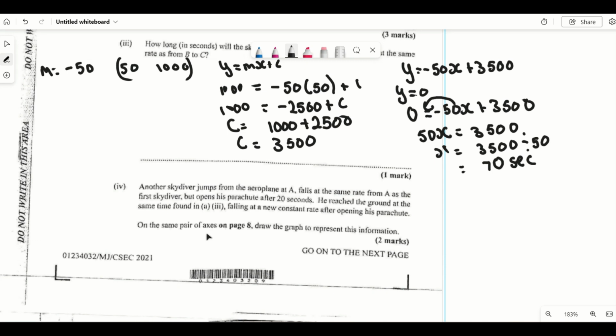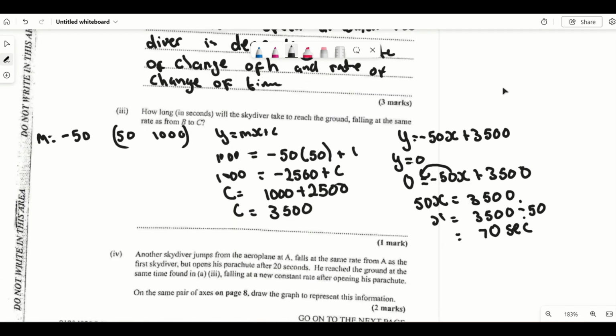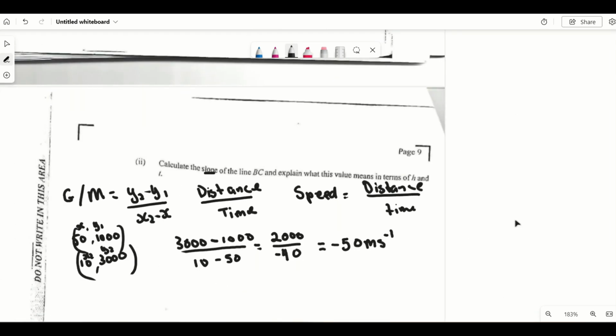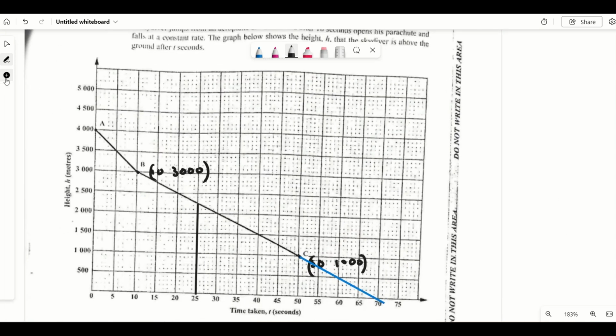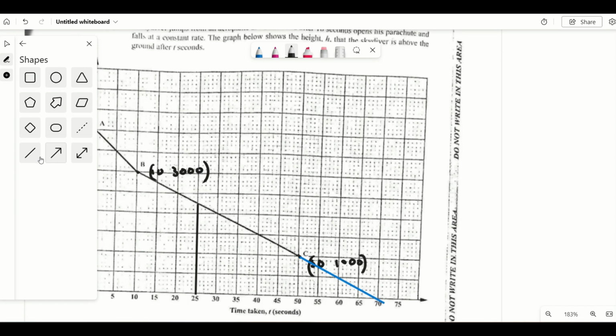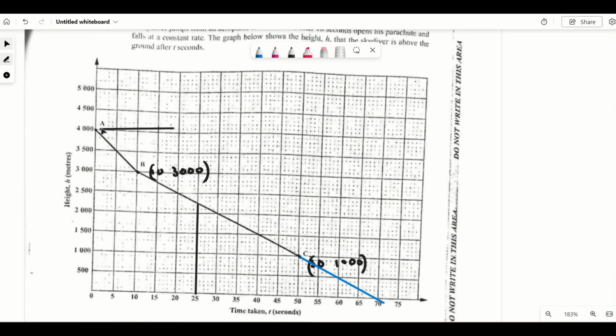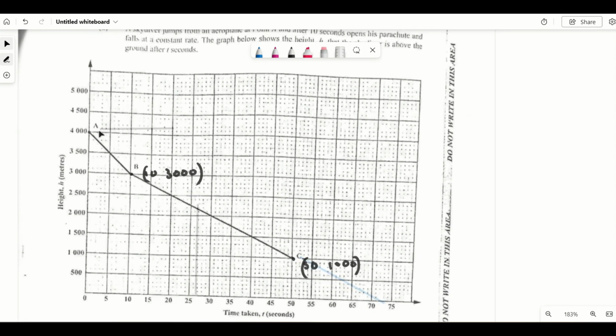On the same axis as X on page 8, that is that axis we have, draw the graph that represents this information. So let us now look at the graph and draw that information. The first thing is, they said that the next diver starts at A. Right? So he starts at A and goes at the same rate as the first diver.